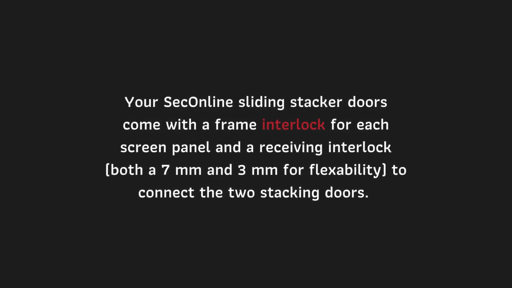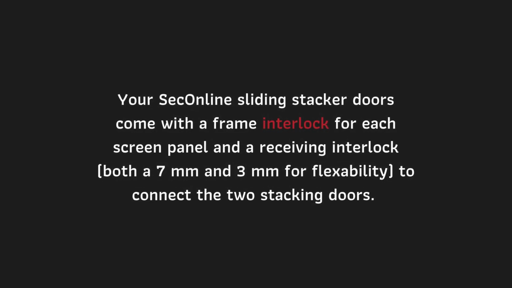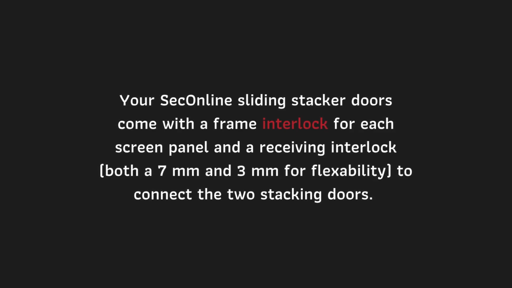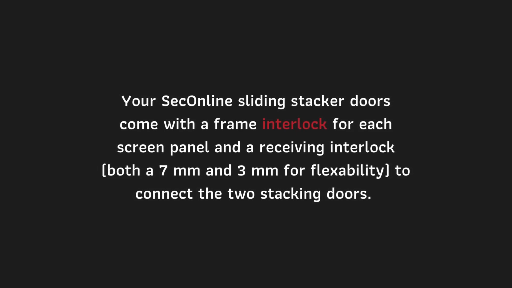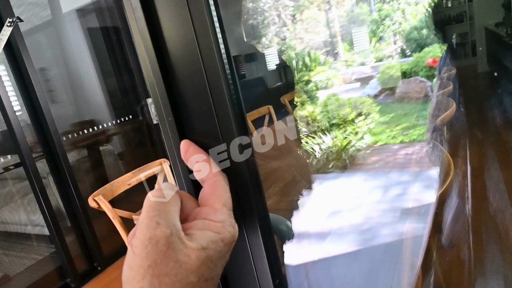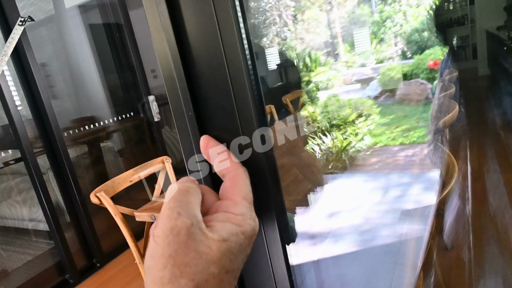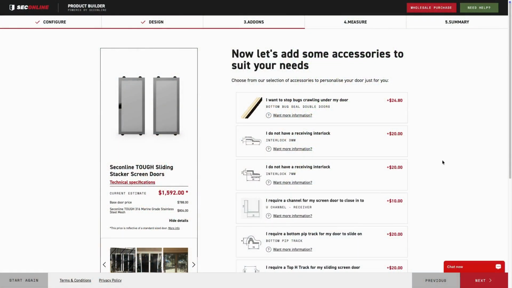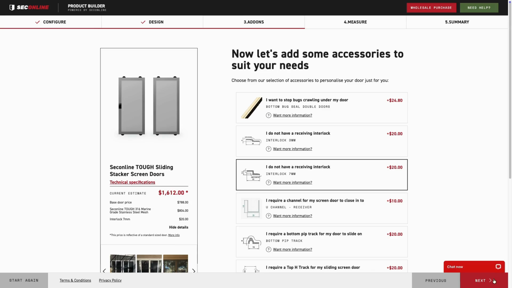Please note, your SecOnline sliding stacker doors come with a frame interlock for each screen panel and a receiving interlock, both the 7mm and 3mm for flexibility, to connect the two stacking doors. Most fixed glass panels already have a receiving interlock to connect the non-active door to the fixed glass panel. If not, you can purchase a receiving interlock via the add-on section of the door builder.